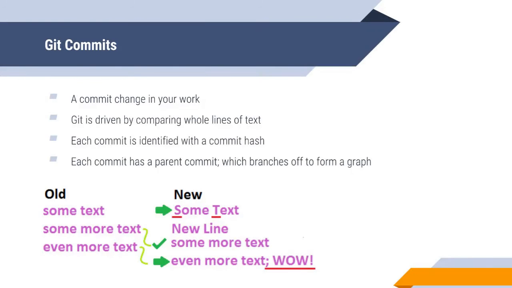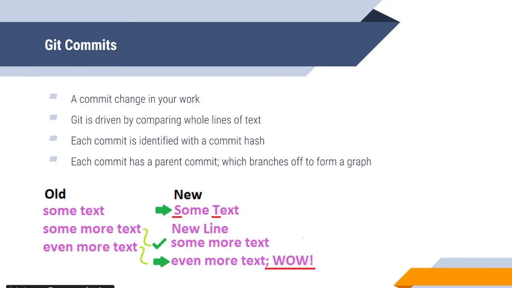So what is a commit? A commit is a change in your work over time. Git takes the work that you've done previously and the current version of your work, and it compares the two line by line to create some kind of delta, some kind of change in time for your work.